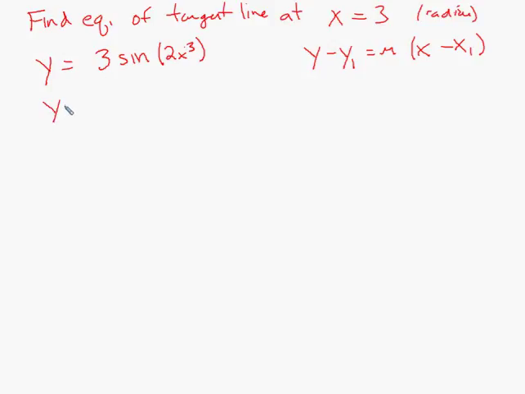So now let's evaluate. y equals 3 sine of 2 times 3 cubed. So y equals 3 sine of, this would be 27. 27 times 2 is 54. So in radians, I know that looks like degrees, but we are in radian mode. What do we get? Negative 1.6.